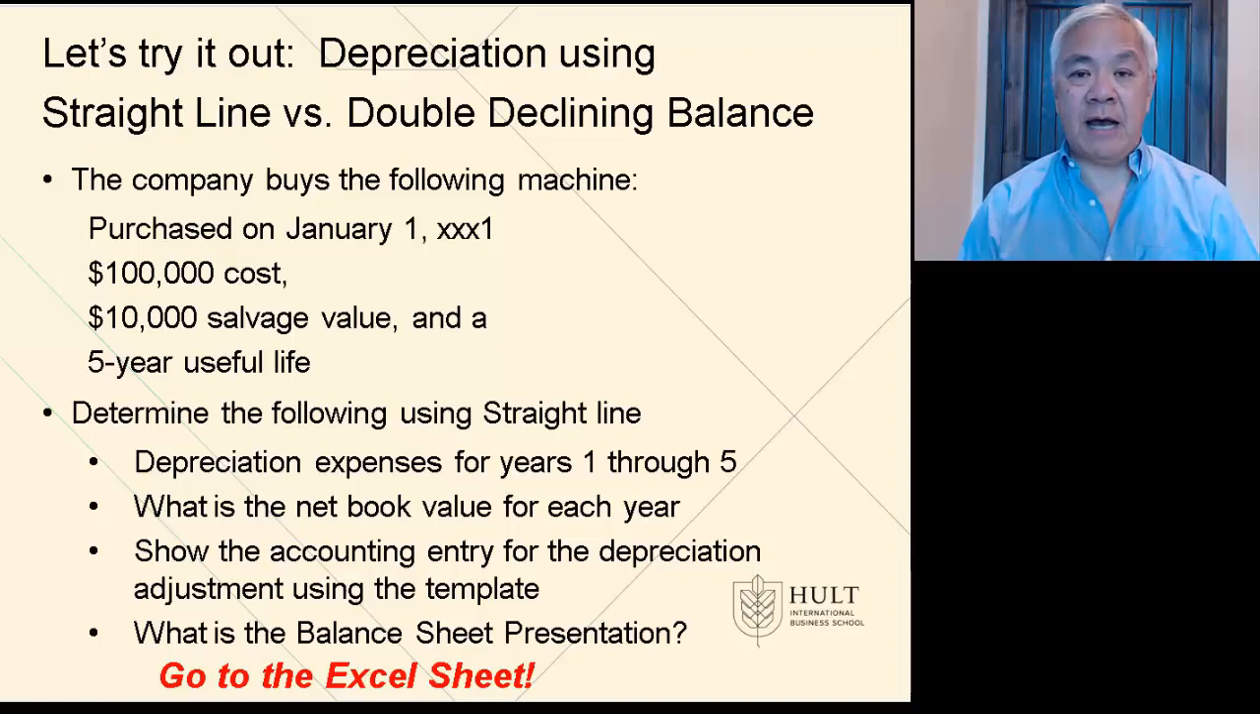Next is, what is the net book value at the end of each year? Net book value is your cost minus all the depreciation you ever took. So that's the remaining value, if you will, in the asset for you. Third is, show the accounting entry for one of the years, just so you can see how depreciation is recorded. And then look at how do we show this to investors.